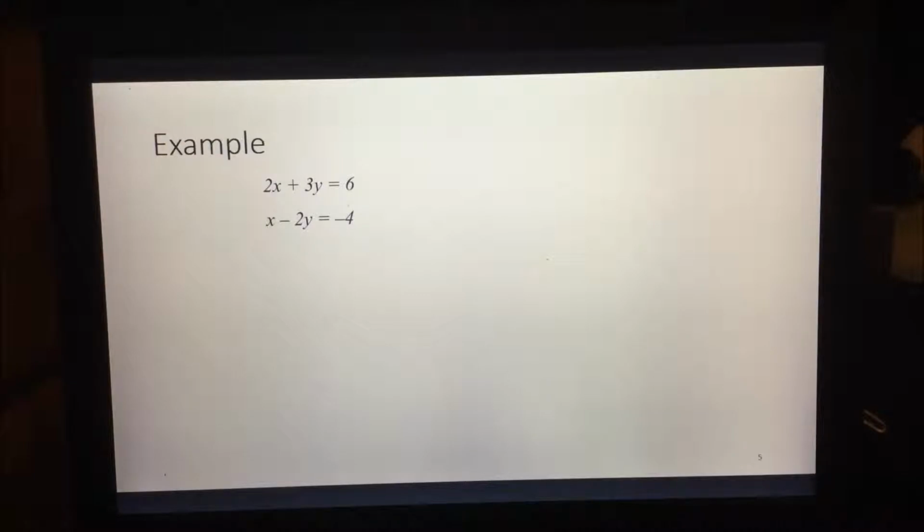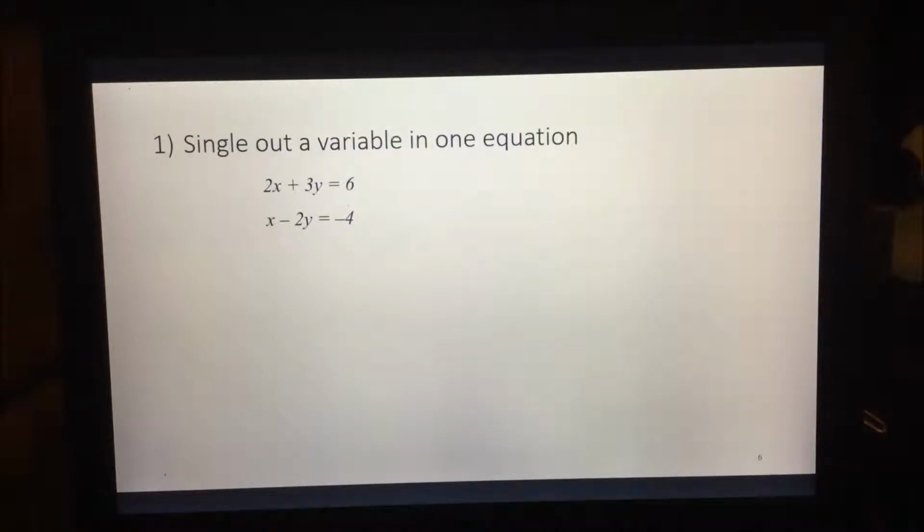So here's our first example. 2x plus 3y equals 6. X minus 2y equals -4. We see that it's a system of linear equations. There are 2 equations and 2 unknowns. So we start with the first step. Do you remember it? It starts with S. Single out a variable in one equation.